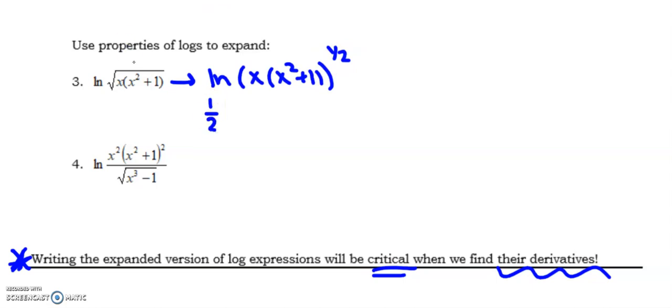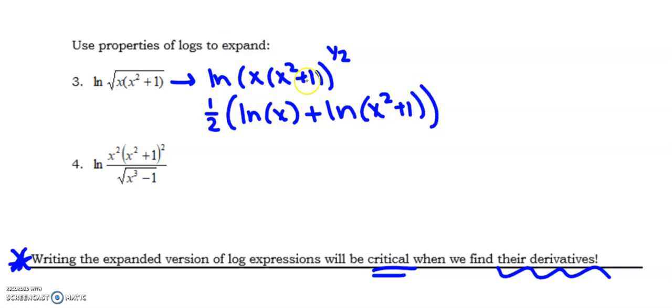So I can swing the 1/2 down in front and then break up the multiplication into addition. And then the final step, I could distribute in this 1/2, but you don't have to, because eventually, if we're talking about calculus, we want to leave that 1/2 out in front because that constant multiple rule will benefit us.